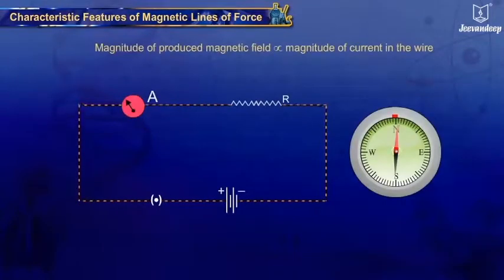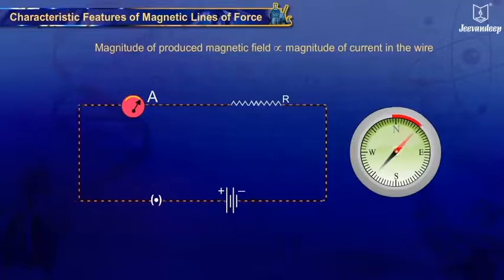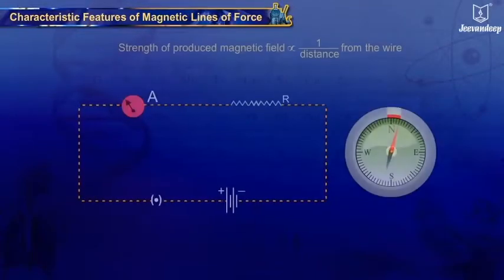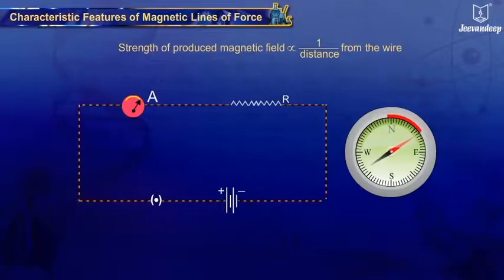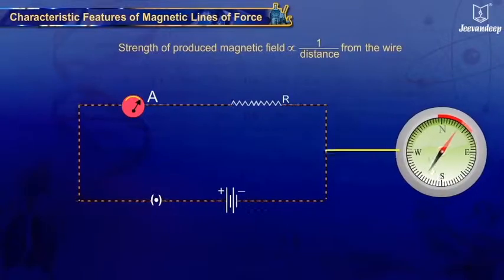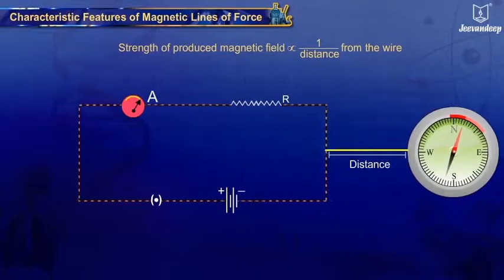Thus, we conclude that magnitude of the field produced at a given point is directly proportional to the magnitude of the current passing through the wire. The strength of magnetic field produced by a given current in the wire decreases as the distance from the wire increases.